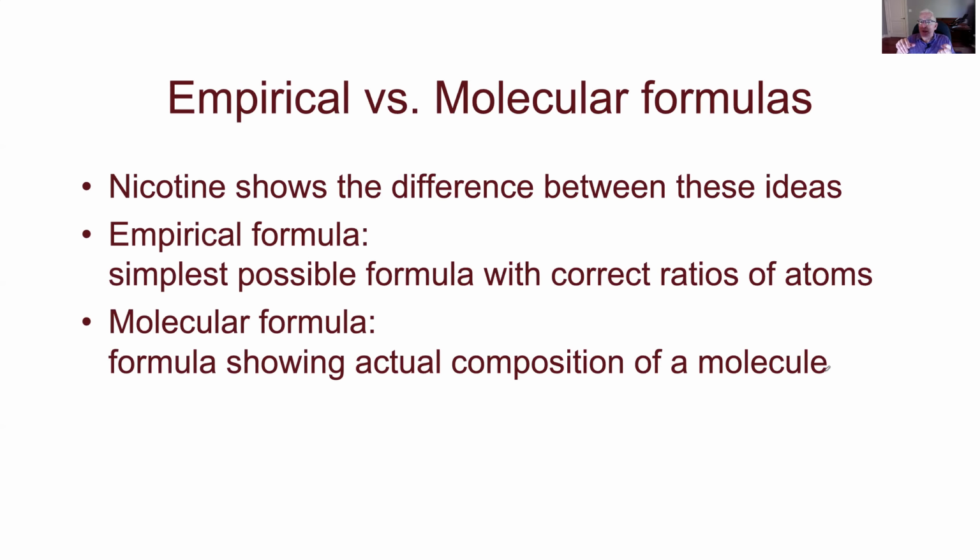The first one we got, the C10H14N2, that one is the molecular formula. That one actually knows how big a molecule is, okay? What was the difference in information we started with? It was the molar mass, okay?